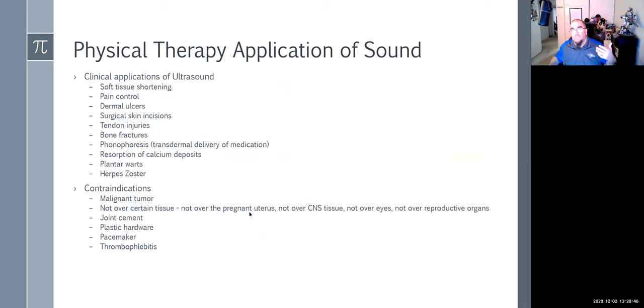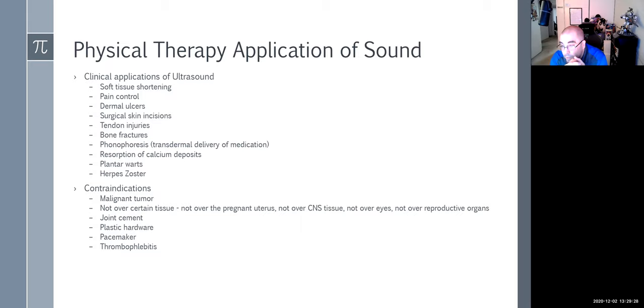So ultrasound can be used for stuff like tissue shortening, pain control, ulcers, skin injuries, tendon injuries, bone fractures, phonophoresis, which is sound delivery of medications, transdermal delivery of medication, reabsorption of calcium deposits in maybe the bones or the muscles, plantar warts, and herpes zoster, which I don't highly recommend. I think that might now be a contraindication, but I know we used to use it for that. The only reason I say it might be a contraindication is because we know that herpes zoster is a viral infection, and if we provide ultrasound to it, then we're actually providing energy to the viral infection and may spread it.